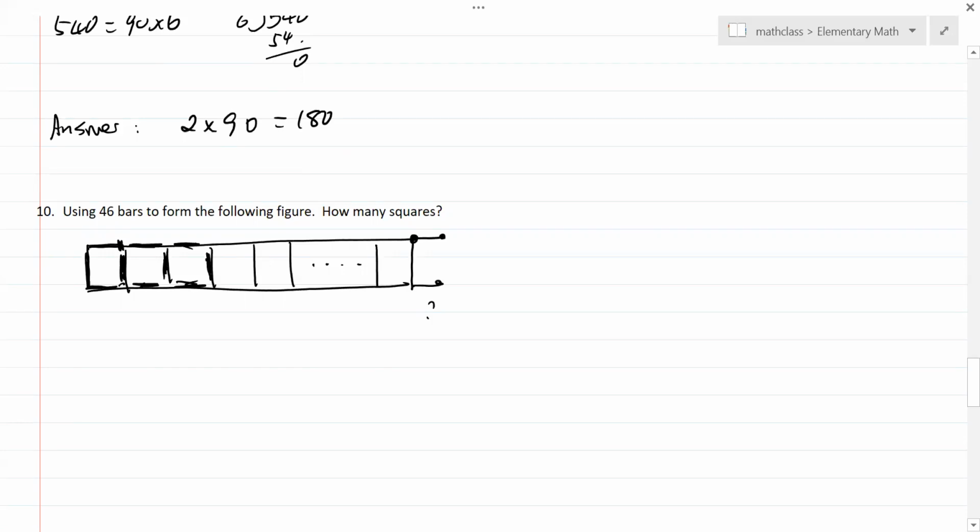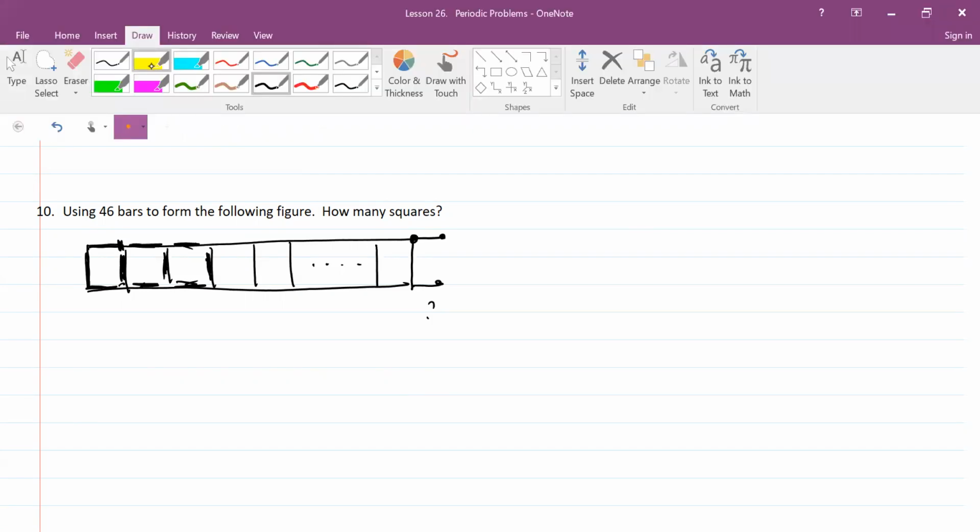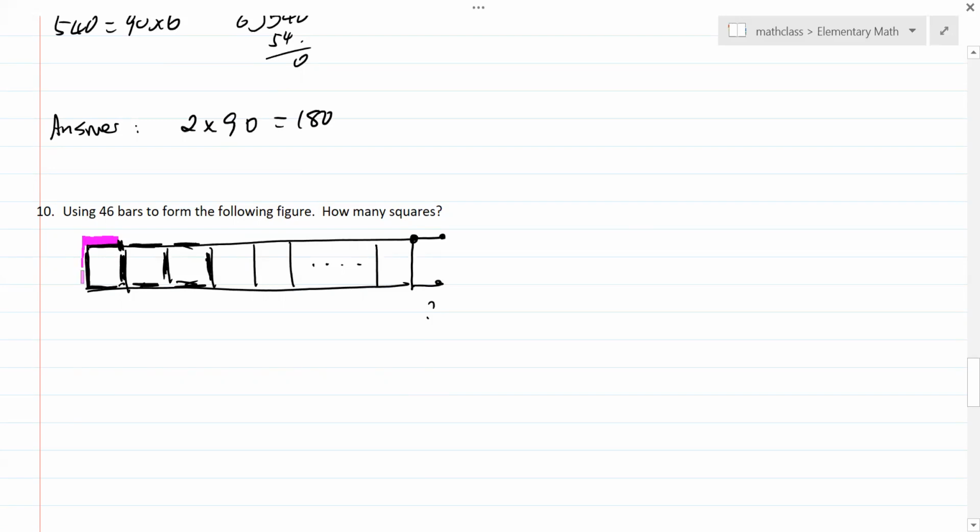Okay, now how do you solve this problem? I think we should do the following. This is the block, one block. It shows up periodically. Okay, this is how they count.